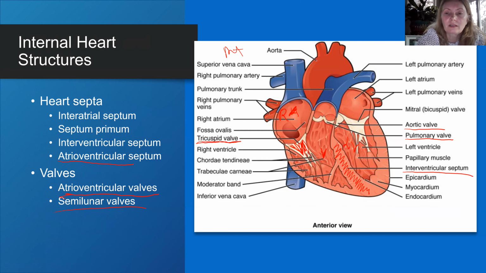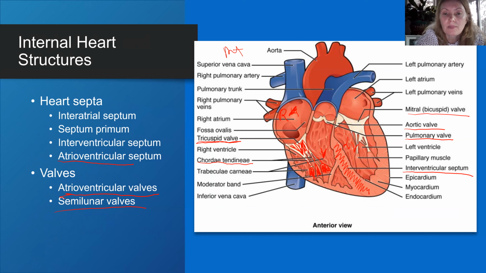And now the tricuspid valve, the same as the bicuspid valve, will have these structures over here, right? Those are connective tissue called chordae tendineae. And they will be attached to these muscles right here. And those are called papillary muscles. So the same is true for the bicuspid valve right here.